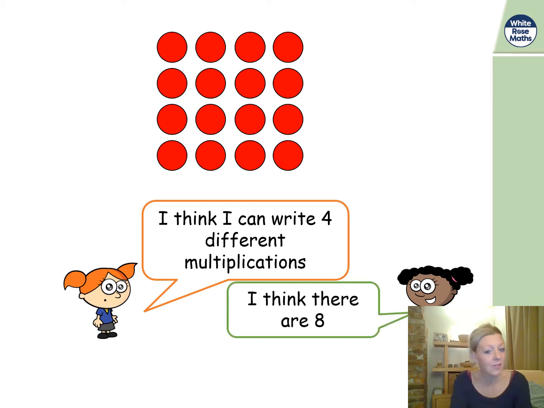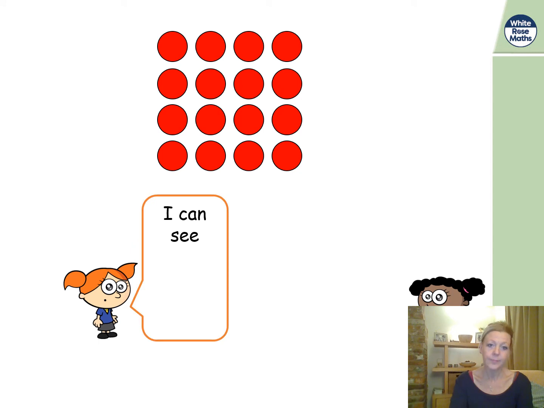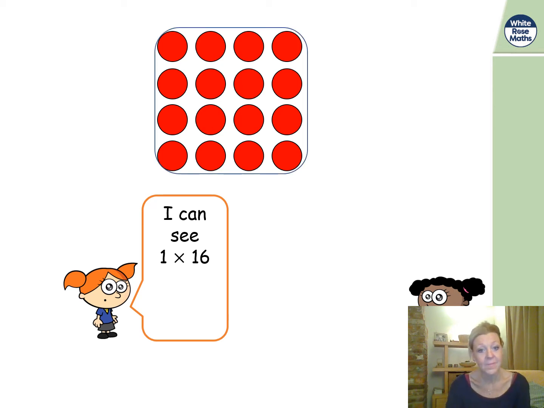The little girl on the right thinks there are 8 multiplications. We had a similar problem yesterday. Have a think at what we needed to do. Let's see what this little girl can see. She can see 1 times 16 because there is one group of 16. Yes, there is. She can also see 2 groups of 8. Can you see 2 groups of 8? Yes, we can.